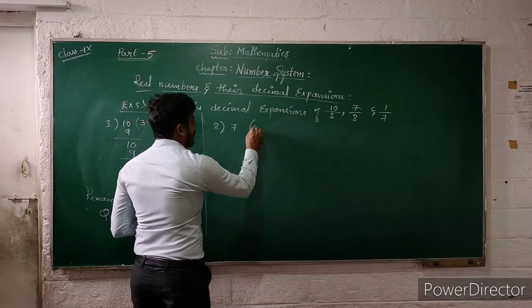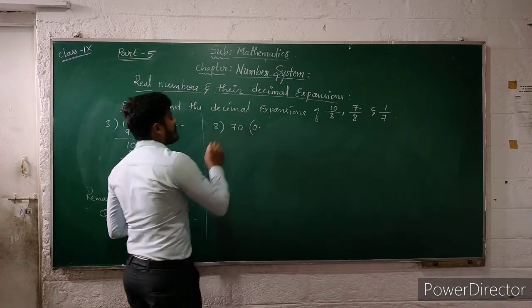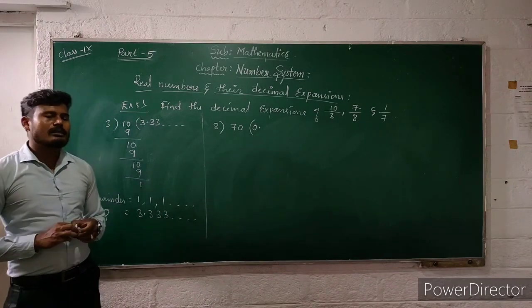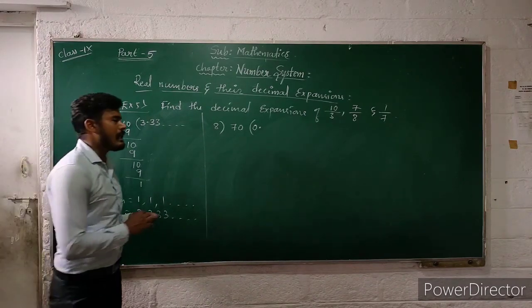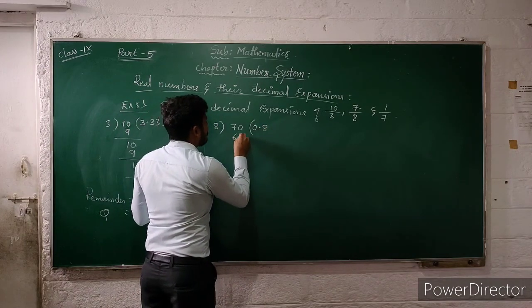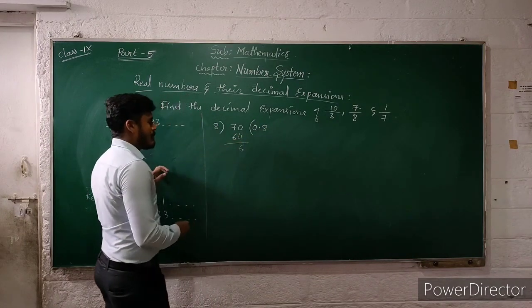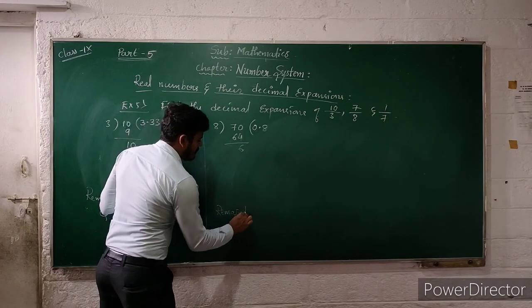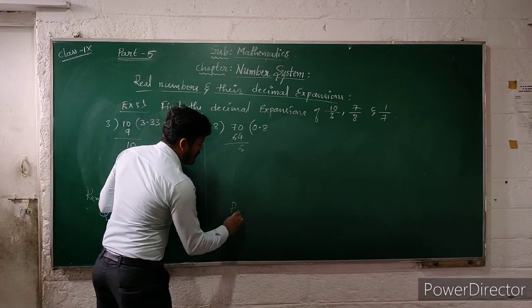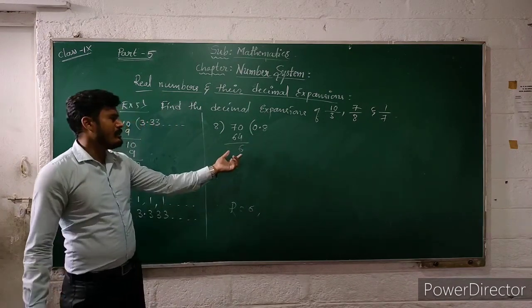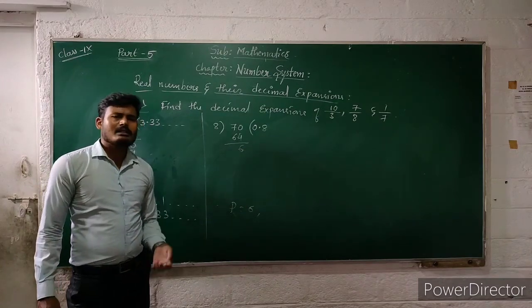So put 0 point here and take down 0. So then 70 is not exactly divisible by 8. So what is the value? 8 8s are 64. So then 6 is remaining. So write down the remainder here. Remainder is equal to 6; in the first step it occurs 6.